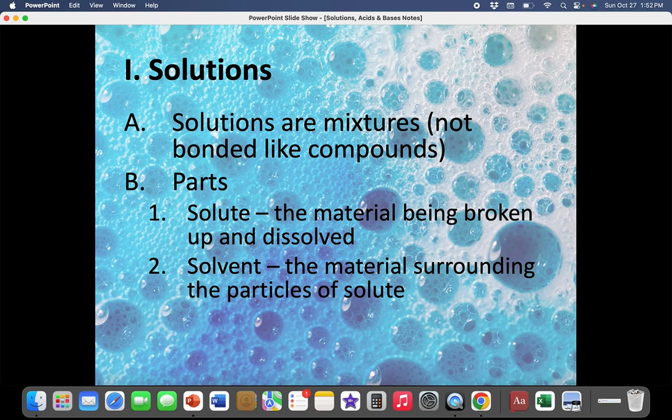The solvent is the other part of the mixture. It's the material that's doing the surrounding. It's surrounding the particles of solute and breaking them up and holding them up in the mixture so that the mixture doesn't separate. When you put the solute and the solvent together, the mixture that you create is called the solution. So we say that solute plus solvent equals solution. Now, there are lots of different examples, and we'll kind of go into that next. But this is an important line to get down, that solute plus solvent equals solution.